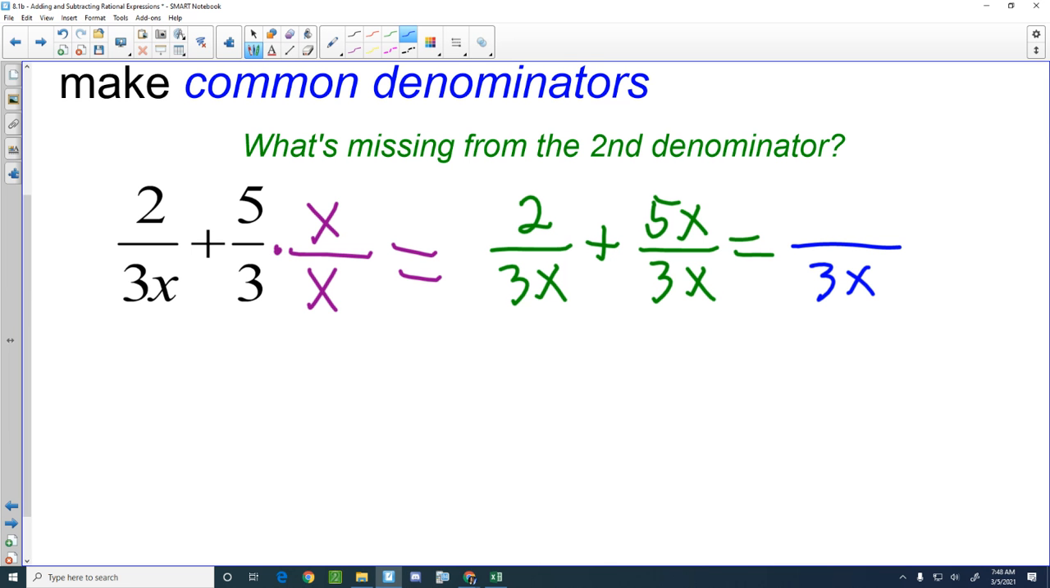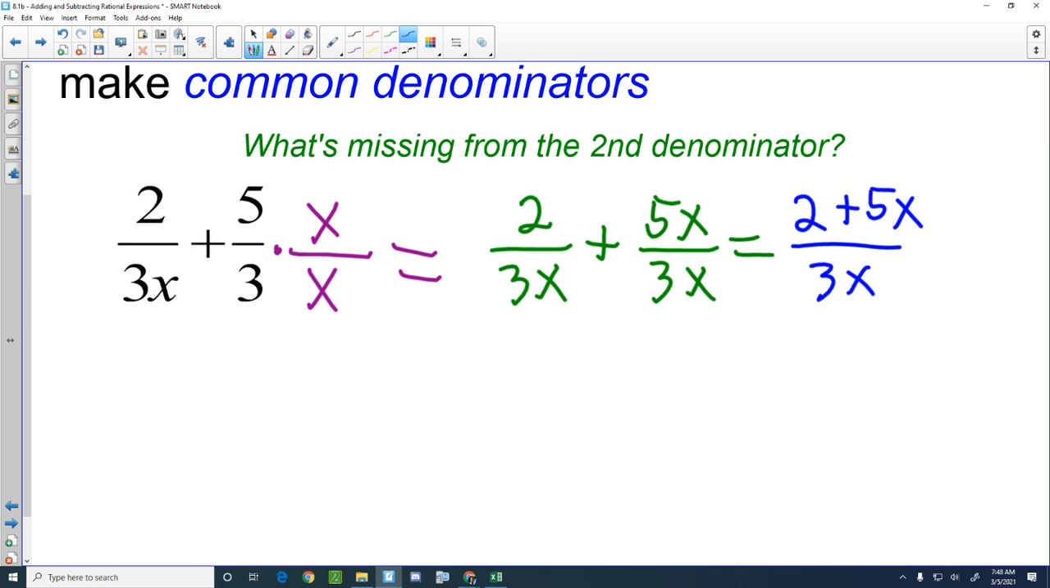So should I write 7x up top, like when I add those up? No, we can't do that, right? Those are unlike terms. One has an x, one does not. One's a constant. So we just write this as 2 plus 5x. Right? We still need to keep them as two separate terms because we can't combine them. They're not like terms. They would both need to have an x, or they would both need to be constants.